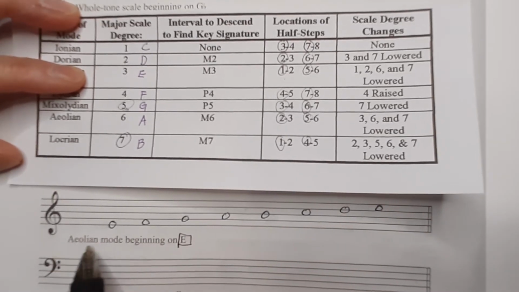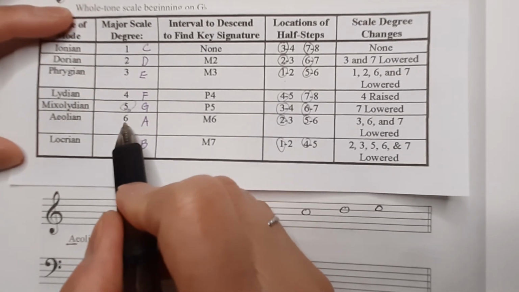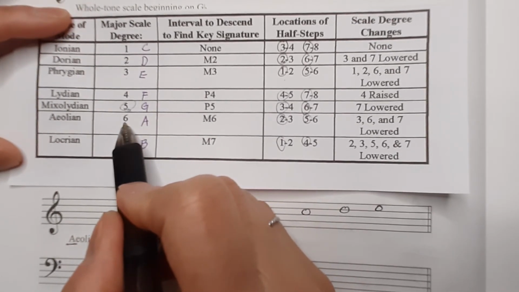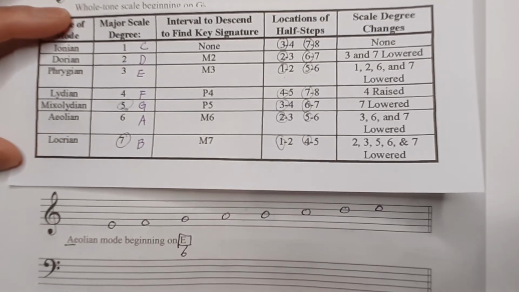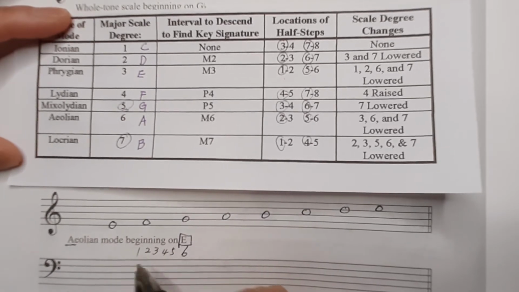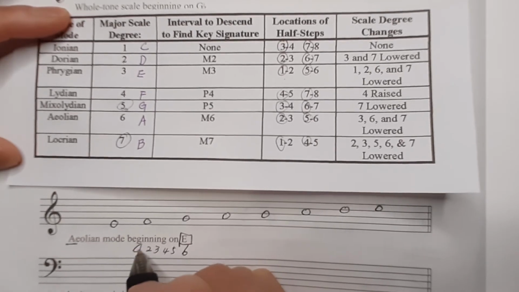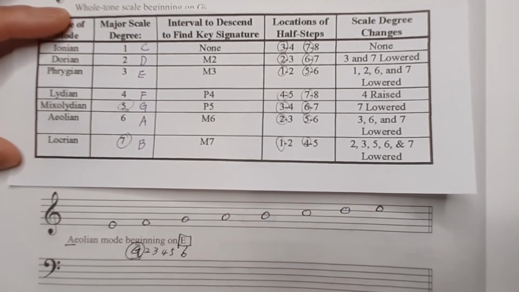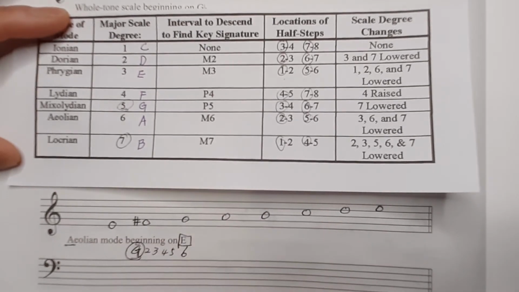Okay. Now what's Aeolian mode? A, which is the 6th degree, right? Aeolian mode, 6. If E is 6, then what's 1? Okay, 6, 5, 4, 3, 2, 1. E, D, C, B, A, G. Isn't that G? In the key of G major, what do you have? We have F sharp. Okay?